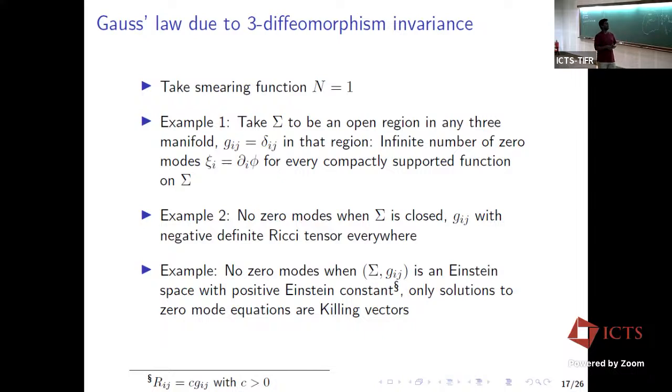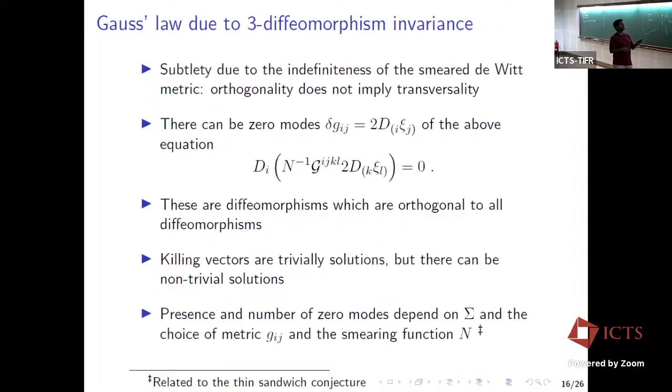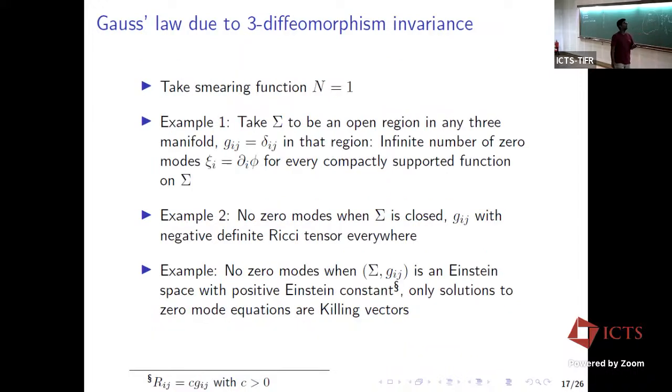And example 2, where there are no zero modes, is when sigma is closed. It's compact without boundary, and gij is a metric with negative definite Ricci tensor everywhere on sigma. Then again, an analysis of this equation will show that there can be no solutions other than 0. And usually when you have a negatively curved space, you don't have Killing vectors either. And for the third example, there are no zero modes when sigma, along with a given metric, is an Einstein space with positive Einstein constant, which is something like this. In which case, the only solutions to the zero mode equations are Killing vectors.